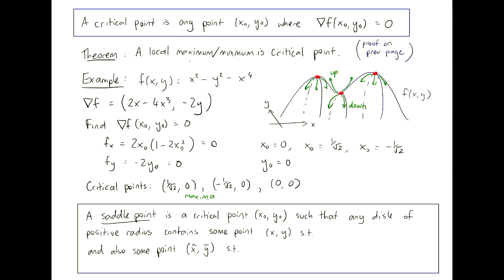A saddle point is a critical point x naught, y naught, such that any disk of positive radius contains some point x, y, such that f of x, y is greater than or equal to f of x naught, y naught, and also some point x tilde, y tilde, such that f of x tilde, y tilde is less than or equal to f of x naught, y naught. So again, excluding the degenerate cases with equality, you can either go up or you can go down, depending on the direction you choose.